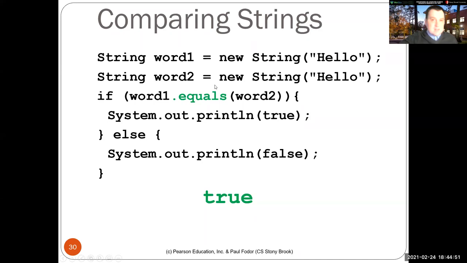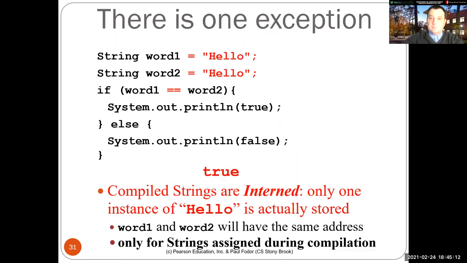Dot equals works the same. Basically, it compares the two strings, no matter if they are interned or dynamically created with a new operator. It will print true in both cases because it actually compares the content of the string objects, not the addresses. So the only exception is interned strings, basically meaning that these are constants in the original program.